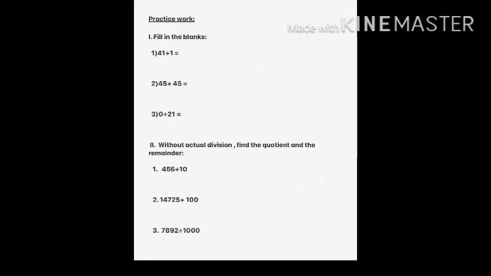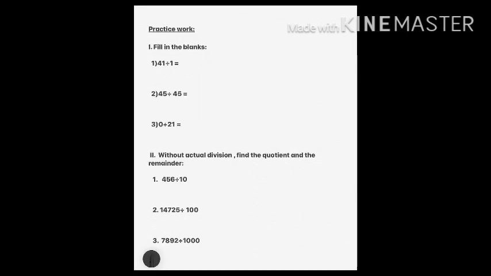Now here's a practice work for you students. Without actual division, find the quotient and the remainder. 456 divided by 10. As I told you, if we divide by 10, only the ones place digit will form the remainder. So the remainder will be 6, and the remaining will be the quotient, that is 45 will become the quotient.